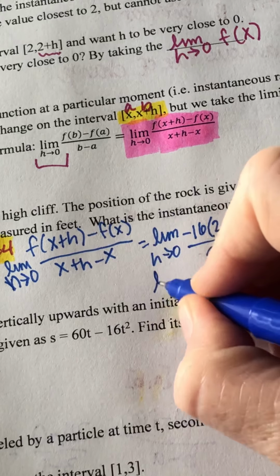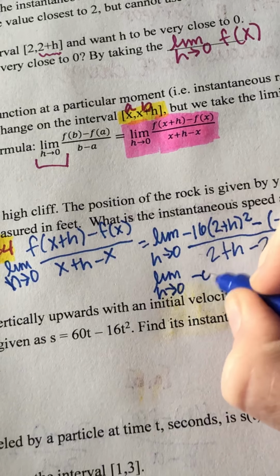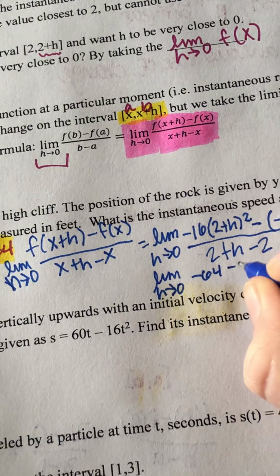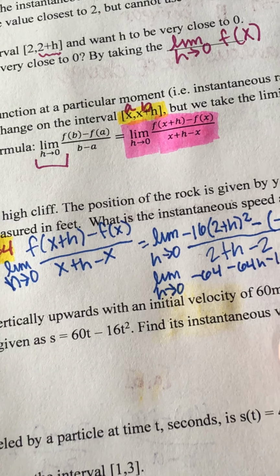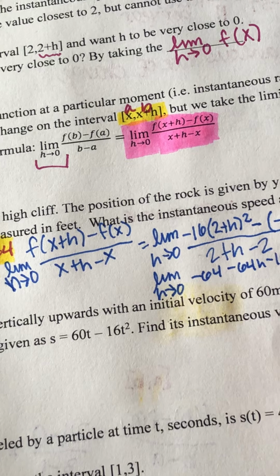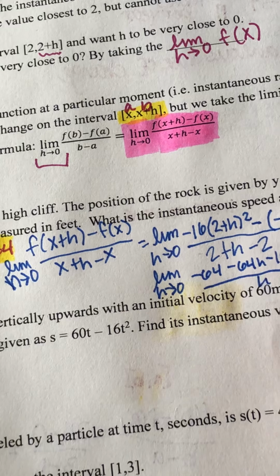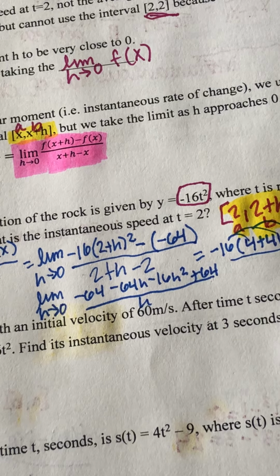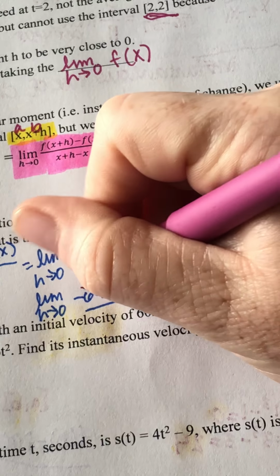So now we're at the limit as h approaches 0 of negative 64 minus 64h, minus 16h squared plus 64, all over h. Okay, now remember when you're taking the limit, your whole idea is to keep simplifying until you're not dividing by 0 anymore. And then you take the limit.